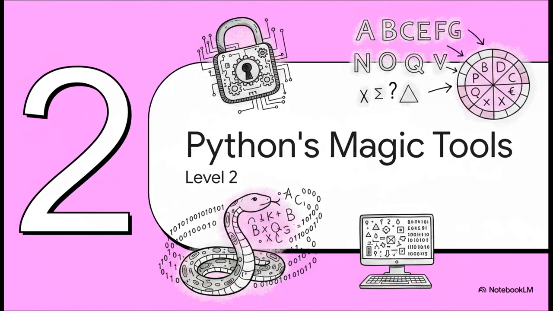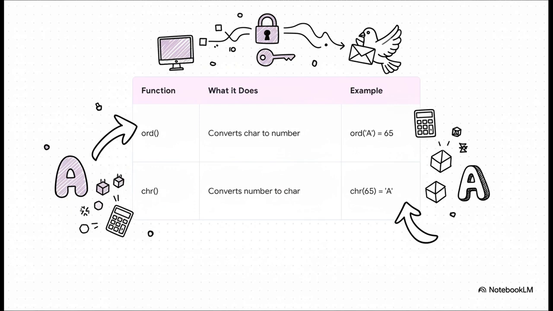All right, moving right along to level 2, Python's magic translator tools. Here's the thing about computers. They don't actually understand the English alphabet at all. They only really speak math and numbers. So we have to use Python's secret translator functions. Meet your first two gadgets, the ord function and the chr function.